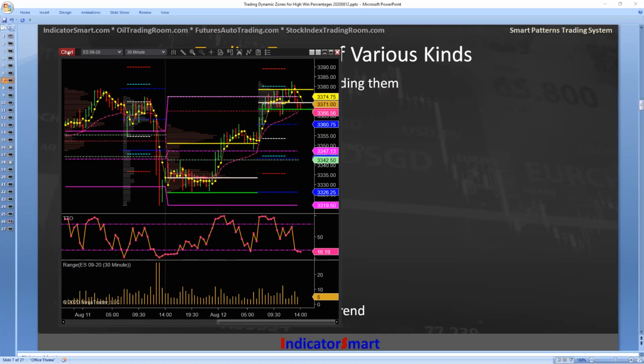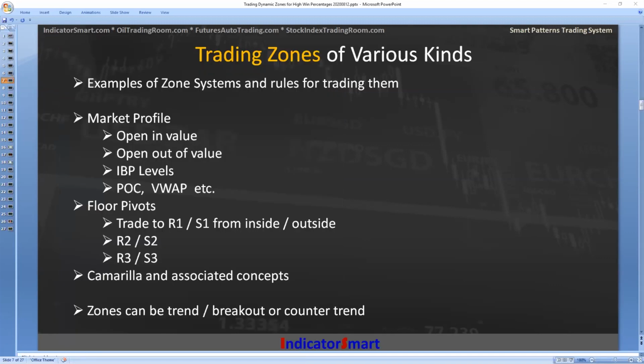I did a webinar years ago. It was the first webinar I ever did with Mike's trading. And if you go on the webinars page of our website, that covers all this kind of stuff. We talked about floor pivots, trading to R1, S1. I don't have a chart that has that handy on here, but it's the same. This is one of the first kinds of zone systems I ever really learned about.